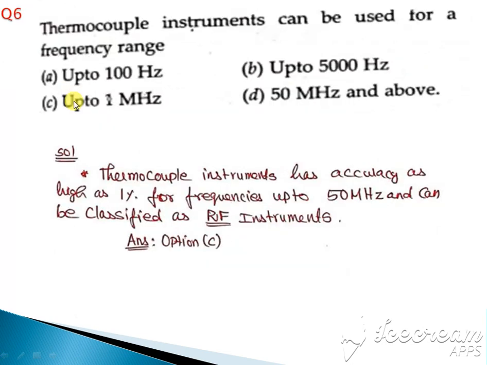Next question: a thermocouple instrument can be used for the frequency response of. Generally, thermocouple instruments are called RF instruments. That means they are used for a higher range of frequency, from up to 50 megahertz. So option A is wrong, B is also wrong, and option D, above 50 megahertz, is wrong. The answer is option C, up to 1 megahertz.